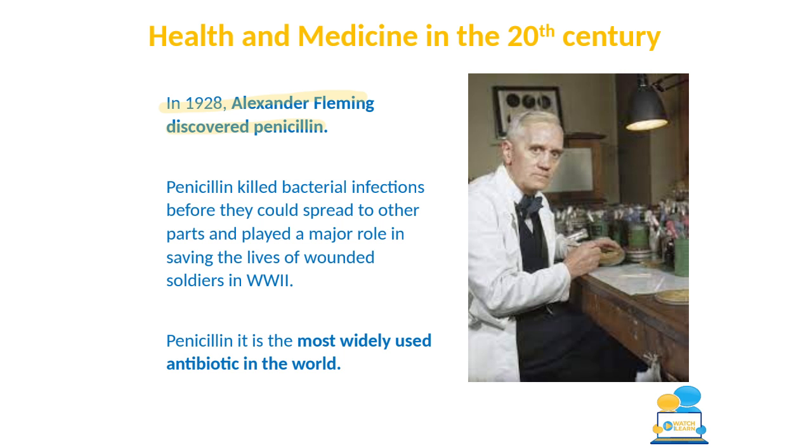And again, where did it play the biggest role? In warfare. So similar to our Renaissance surgeon, Ambroise Paré, whose idea behind amputating well above the infected or injured site prevented the spread of gangrene and diseases, penicillin would greatly reduce the amount of men who died in warfare. Okay, so penicillin killed bacterial infections before they could spread to other parts of the body, and it played a major role in saving the lives of wounded soldiers in World War II.